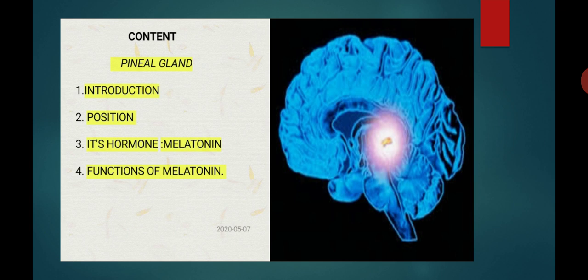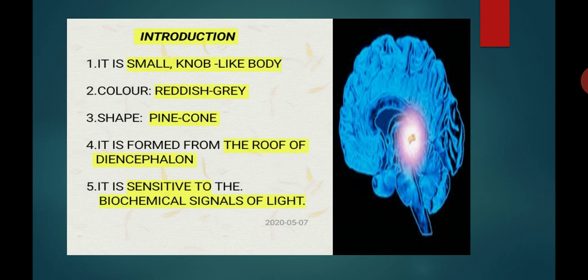So we start with our first point, that is introduction. Point number 1, pineal gland. It is a small knob-like gland. Point number 2, color. It is reddish gray in color. Number 3, shape. It is pine cone shape. Number 4, it is derived or formed from the roof of the diencephalon. Diencephalon is a part of the forebrain, and the forebrain is a part of the brain.